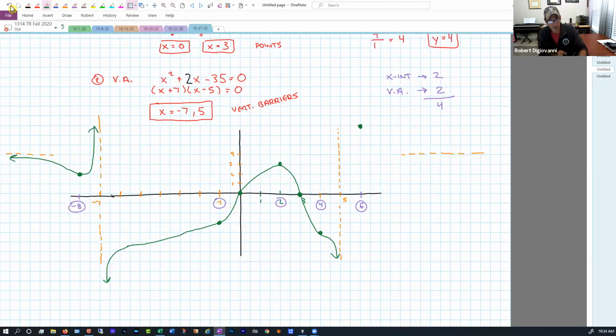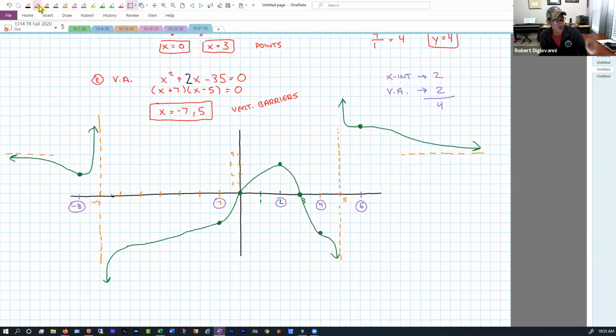Then I jump over the vertical. I go to my next point, which is way up here. And I'm going to draw to the left. And there's that vertical barrier. It forces me up. Again, I can't go down because I can't cross the x-axis. And then to the right, I've got to flatten out. That's my picture.